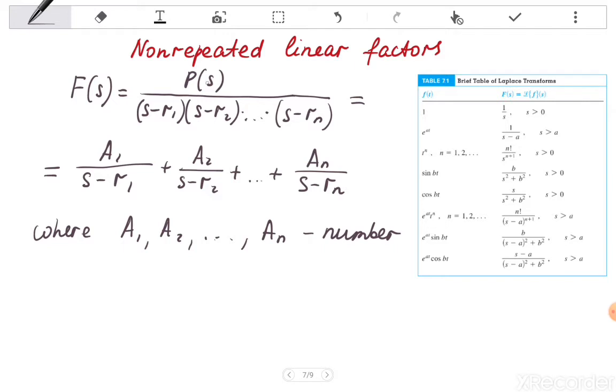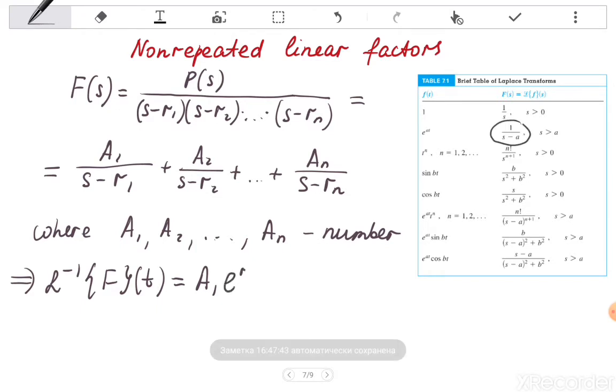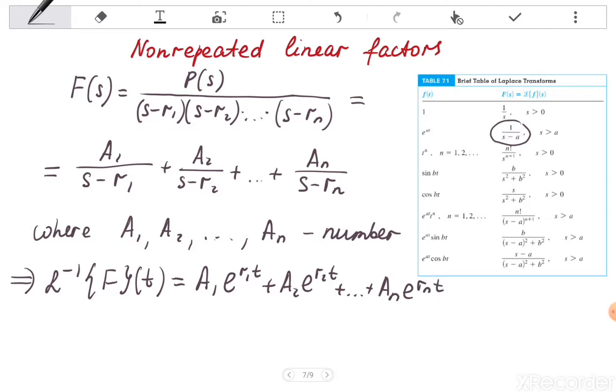And after we rewrite our function F of s as the sum of these simple fractions, we can find the inverse Laplace transform at a point t. This will be a1, and you can see in the table of inverse Laplace transforms that 1 over s minus r1 gives e to the power r1 t, plus a2 e to the power r2 t, plus so on, plus an e to the power rn t. So let me give you an example for this particular case of non-repeated linear factors.